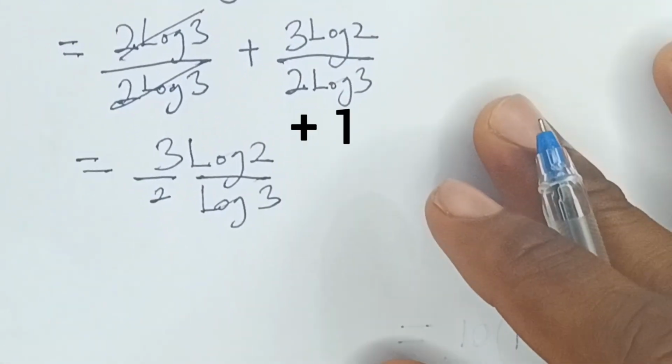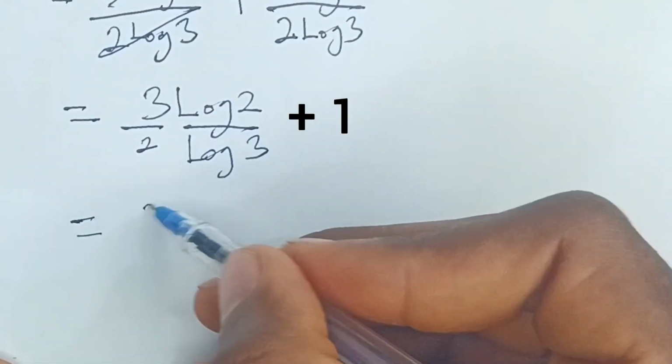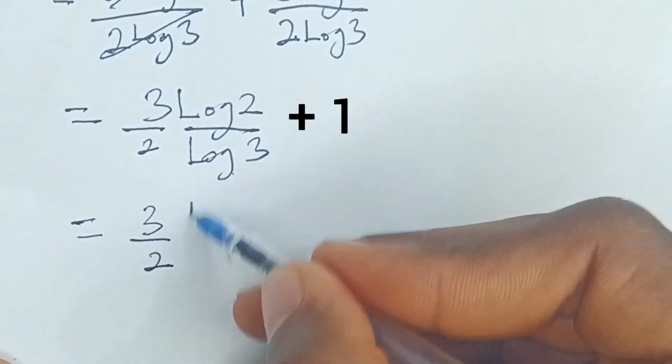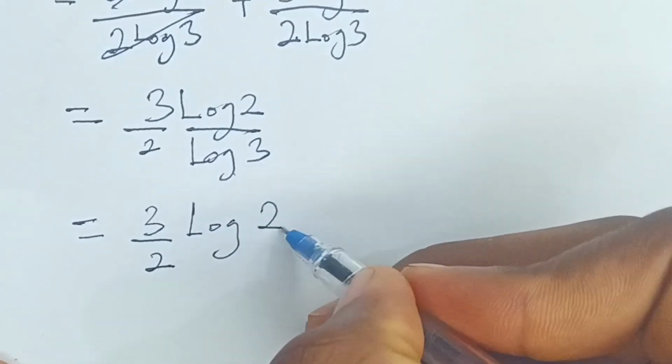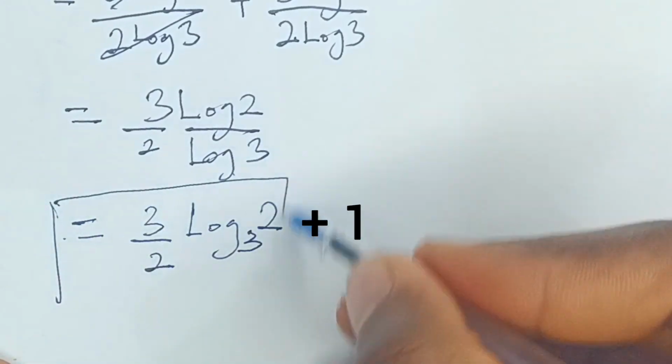Now we're going to apply the law of change of base here to change the base of this. So we have that this is equal to 3 over 2 multiplied by logarithm of 2 over logarithm of 3, which can be expressed as logarithm of 2 to base 3. So this becomes the final answer for x in this question.